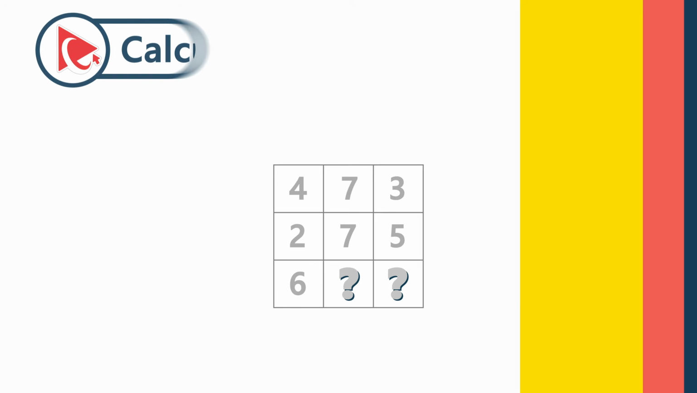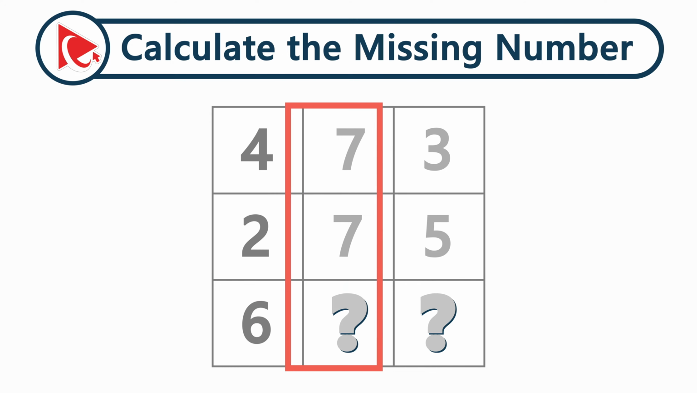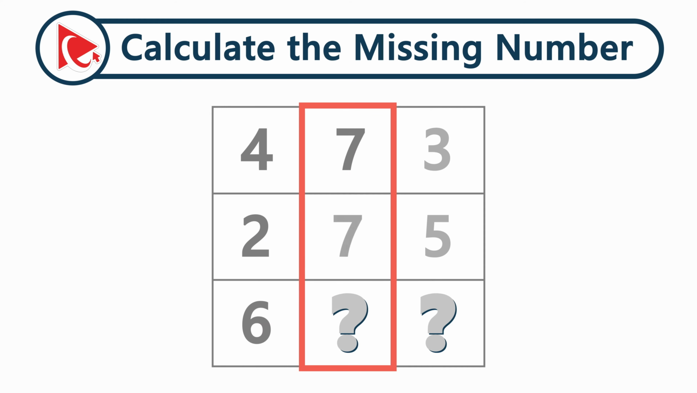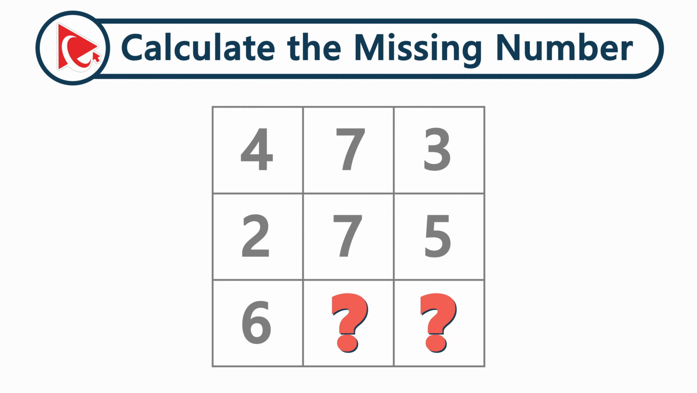You're presented with a 3x3 matrix. The first column in the matrix has numbers 4, 2, and 6. The second column has numbers 7, 7, and then comes the first missing number. And the third column has numbers 3, 5, and then comes the second missing number. Your goal is to detect the pattern and calculate both missing numbers, selecting your answer out of 4 possible choices.